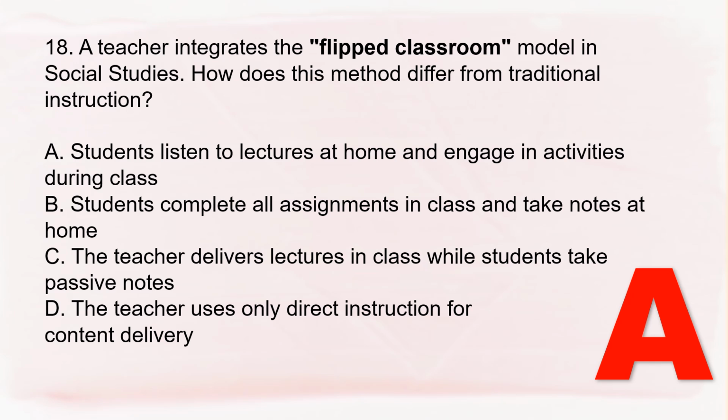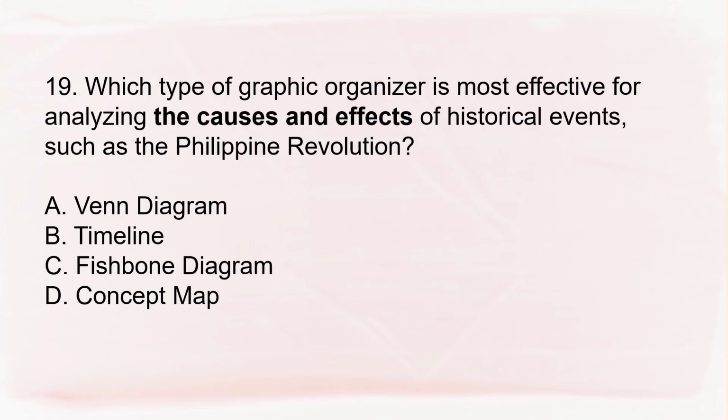Letter B, completing assignments in class does not define the flipped model. Letter C, passive note-taking is the opposite of active learning, which is incorrect. Letter D, direct instruction only. This is a traditional method, not flipped learning. Only letter A is the best answer.